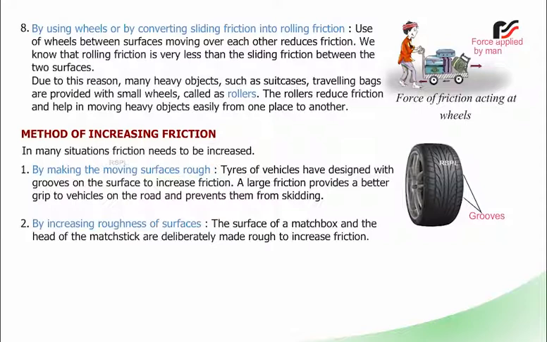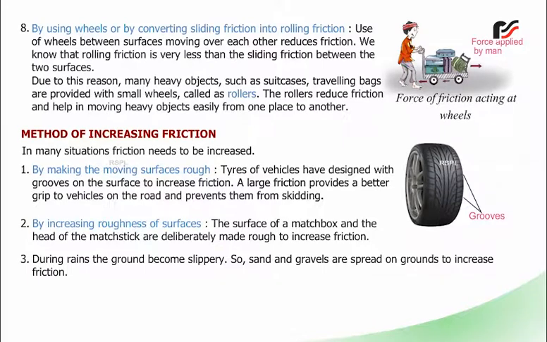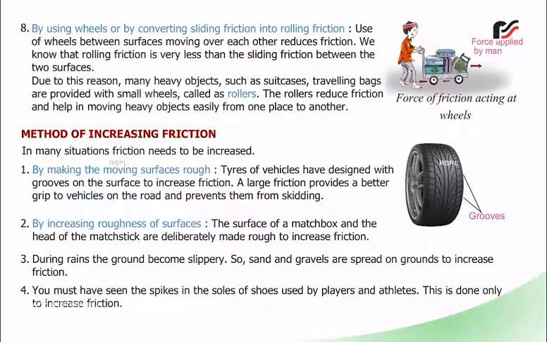2. By increasing the roughness of surfaces. The surface of a matchbox and the head of the matchstick are deliberately made rough to increase friction. 3. During rains, the ground becomes slippery, so sand and gravel are spread on the ground to increase friction. 4. You must have seen the spikes in the soles of shoes used by players and athletes. This is done only to increase friction.